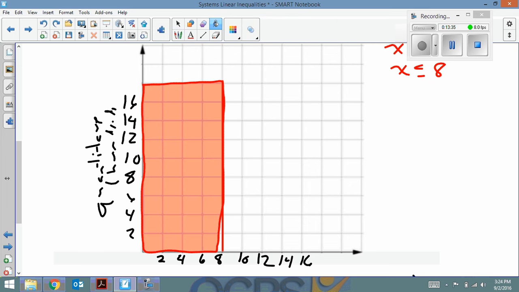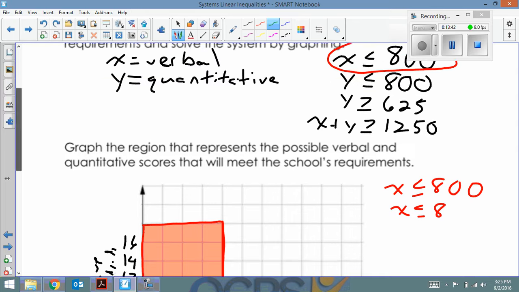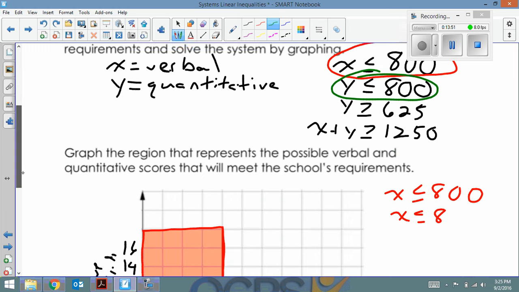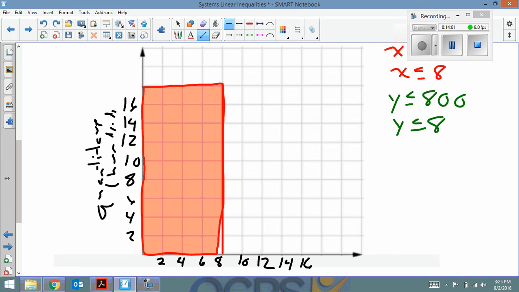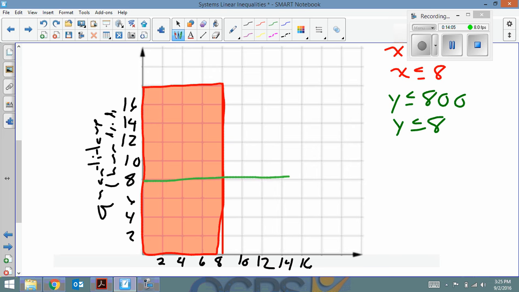So there's our first line. Okay, our second line is this one right here: y is less than or equal to 800, which on ours is y is less than or equal to 8. So that's a horizontal line. So we're going to do that one this way.